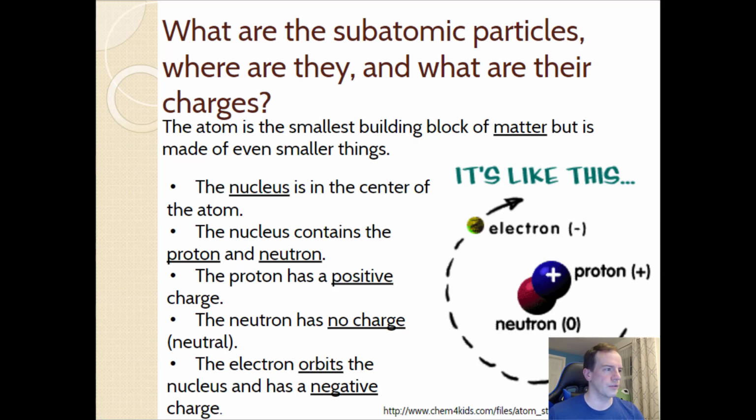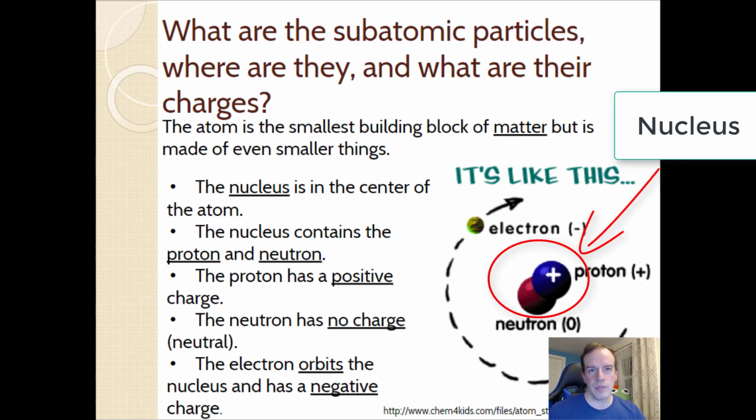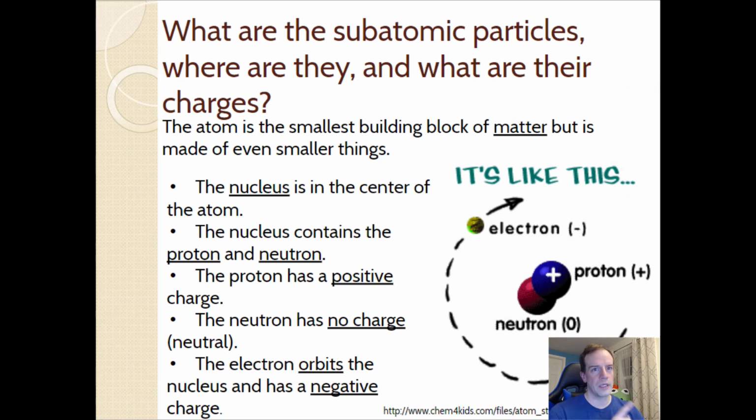So this is critical. Now, the atom is made up of several parts, including the nucleus, which is the center of the atom, and that contains the proton and the neutron. Orbiting that nucleus is the electron. The electron is negatively charged. The proton is positively charged. Neutron, no charge.